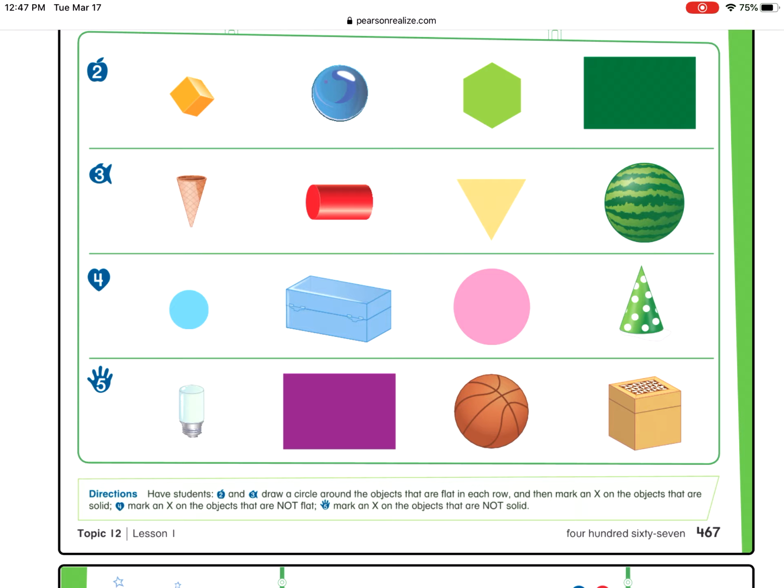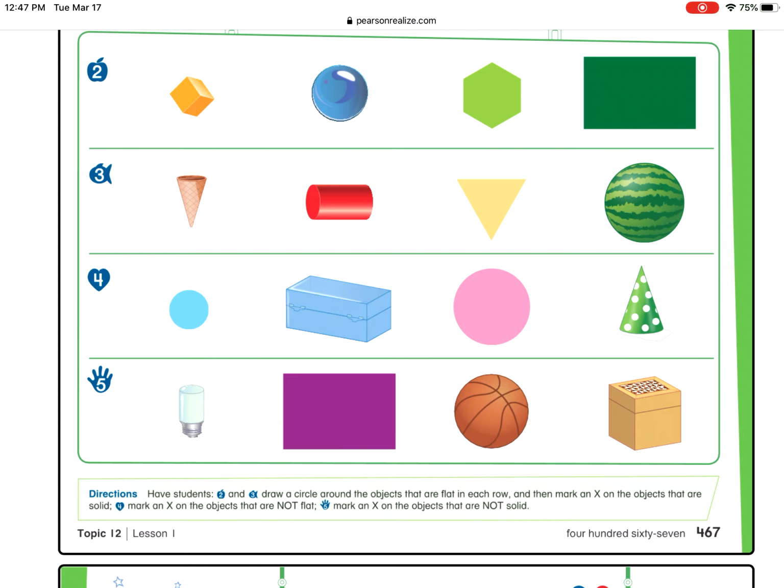So the first one, we have a circle that's blue. Is that flat? Yes, it is. Then we have a box, but you can see the top of it. Now you know it says not flat. So if it's not flat, it gets an X. Then you have a pink circle. If it's flat, you leave it alone. Then you have a cone, a birthday hat.